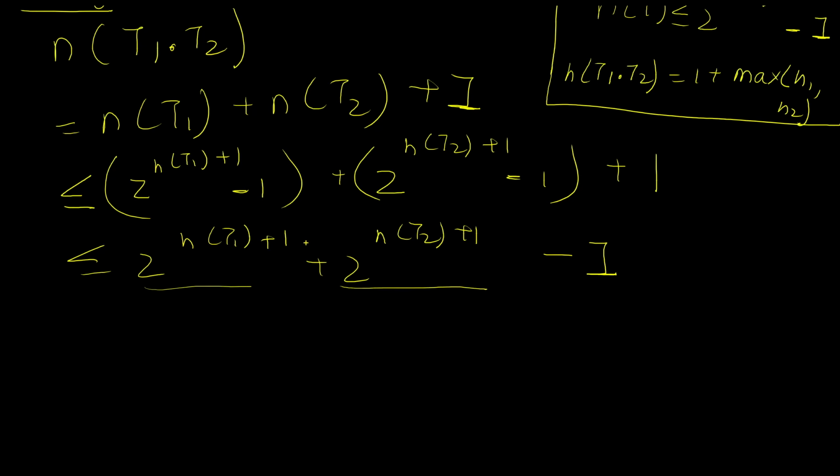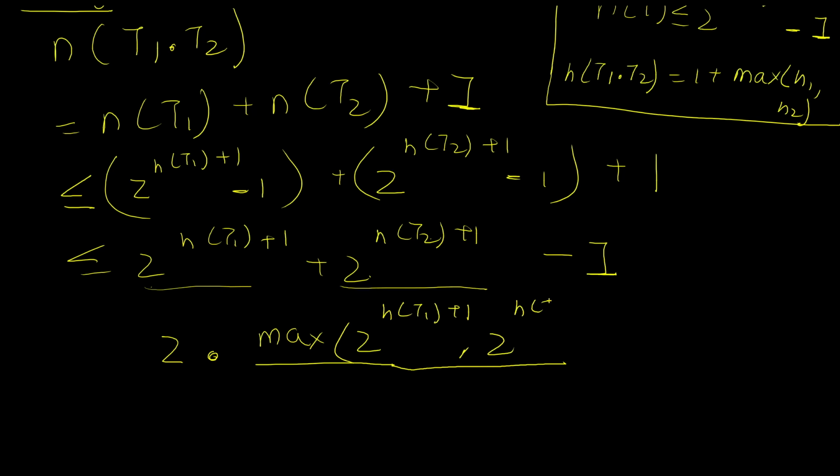Okay, this one has T1, this one has T2. But assume that they were the same, I could say this would be equal to 2 times the same quantity. If this and this are exactly the same, I can say this is 2 times the same quantity. And to be safe, I want to put whichever of these two is greater one here. So I want to say max of 2 raised to the power h of T1 plus 1 and 2 raised to the power h of T2 plus 1. And then I have a minus 1 here.